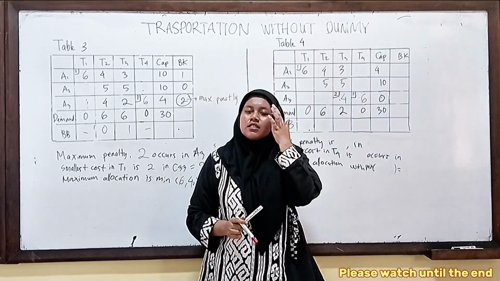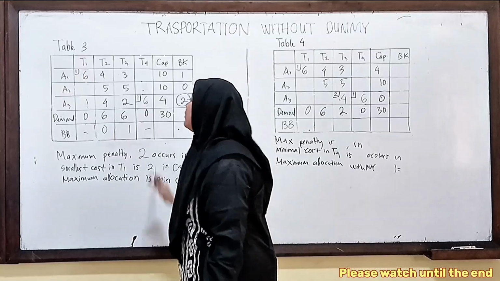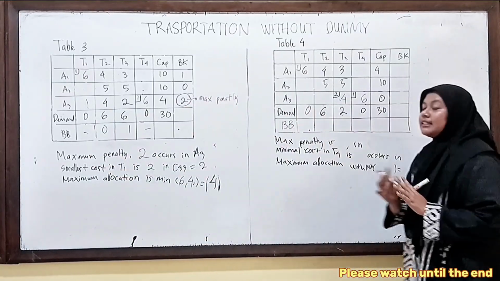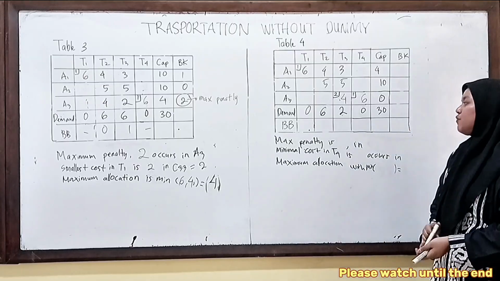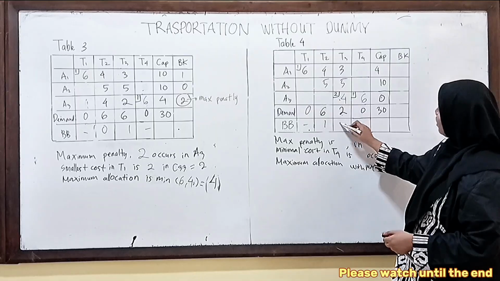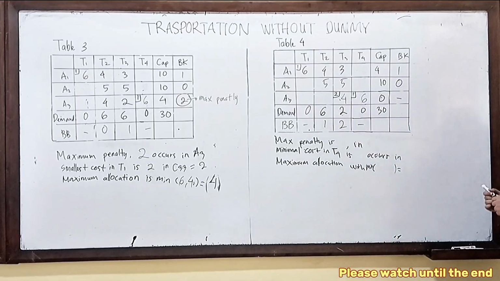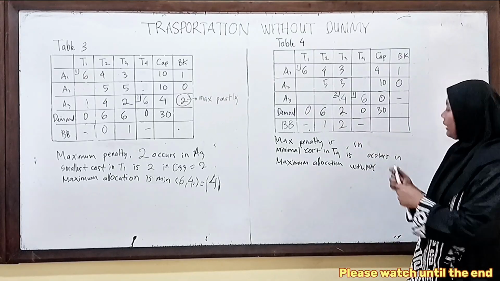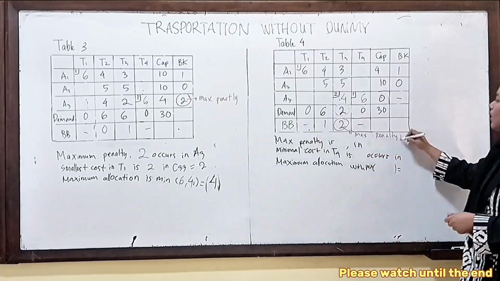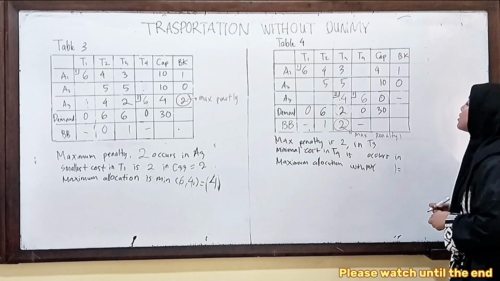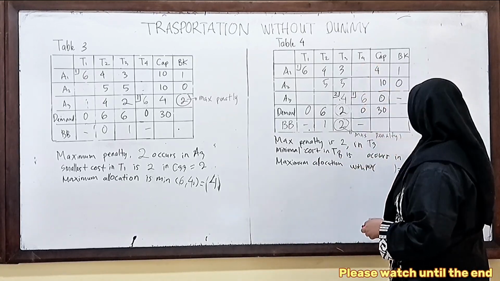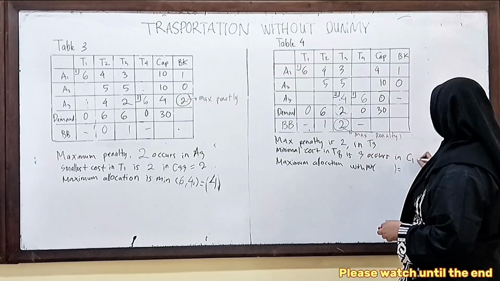Okay friends, so let's see the changes from table 3 to table 4. Here, same as before, we must first find the maximum penalty. Then we can see that the maximum penalty occurs in T3. This is the max. And we must find the minimal cost in T3. So we can choose cell 1, 3.